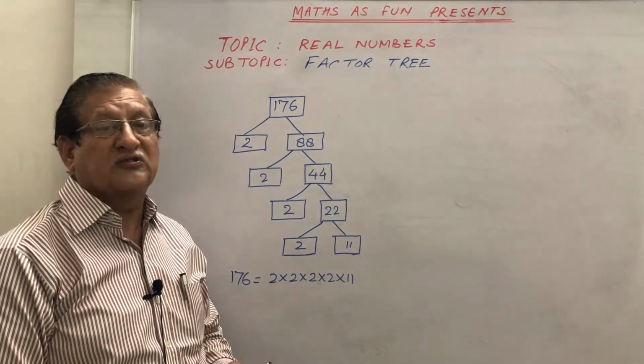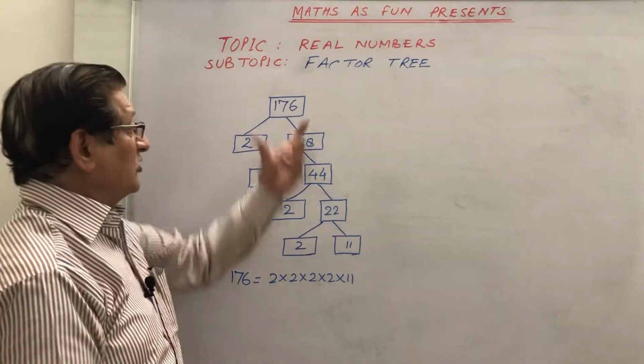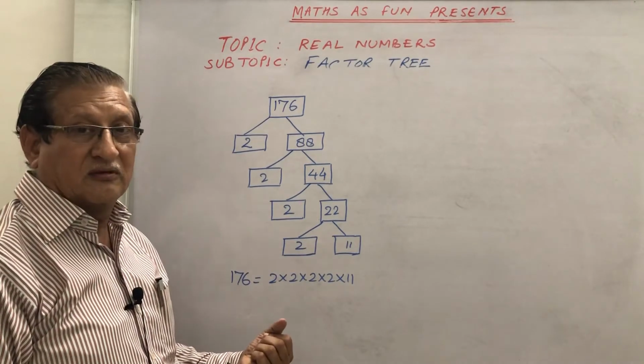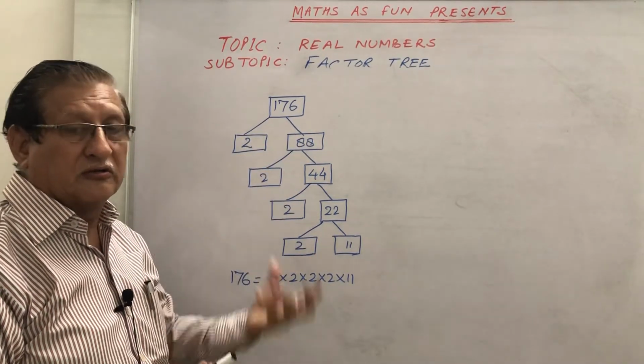Why is it known as a factor tree then? See, it looks like a tree only. These are the branches of it. And that's why we call it a factor tree.